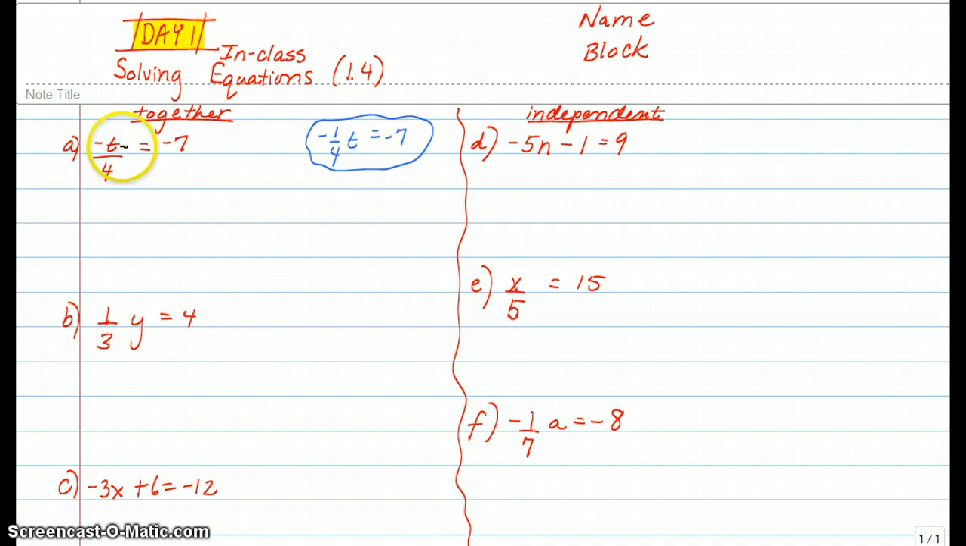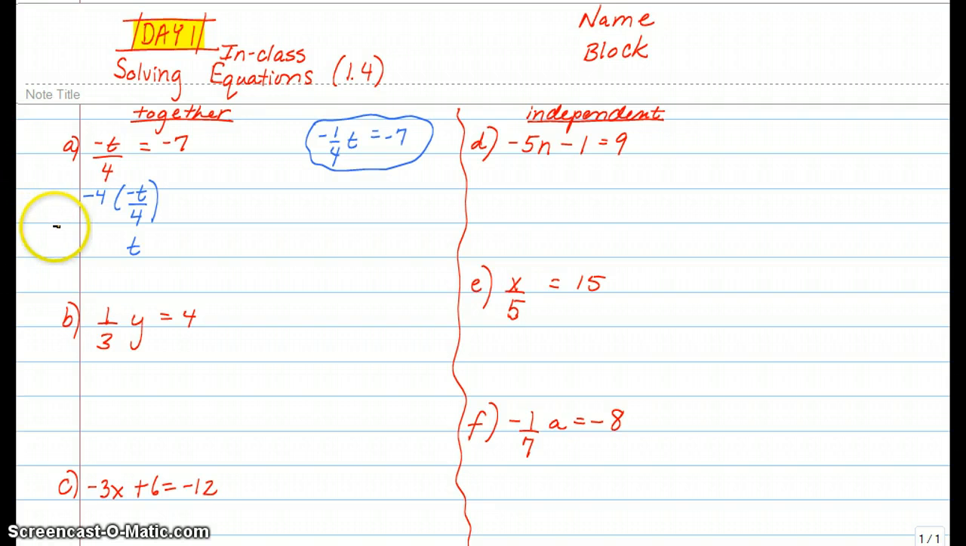Now, this is negative t being divided by 4, and the inverse operation from division is multiplication, so we're going to use the multiplication property of equality. Now, you could multiply both sides by 4, but then you're going to have to divide by a negative 1 to get t isolated, so I would multiply by negative 4. And you'd have negative 4 times negative t over 4. Well, a negative times a negative is a positive. And if you divide by 4 and then multiply by it, you're going to be left with t.